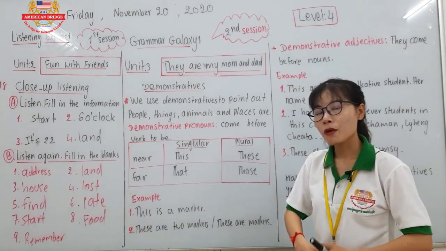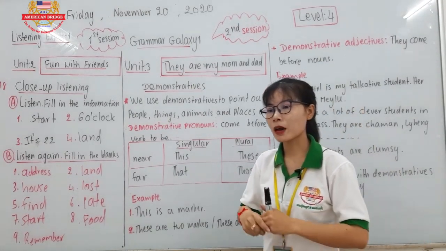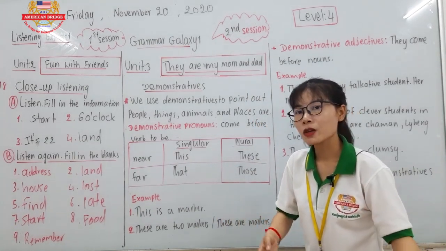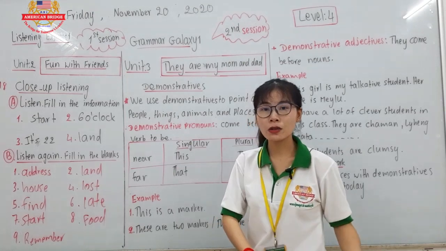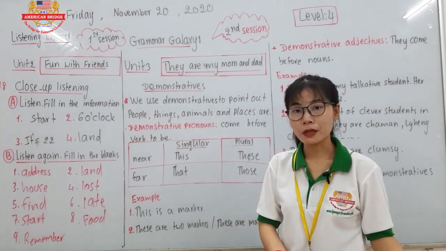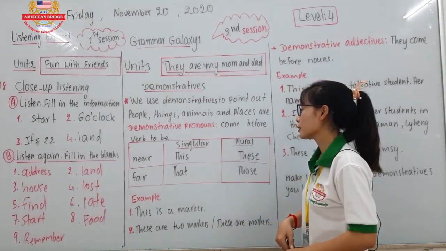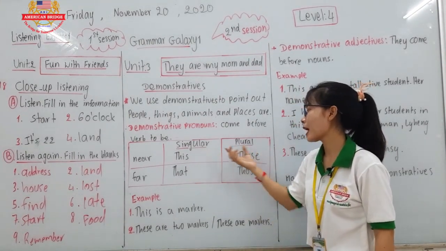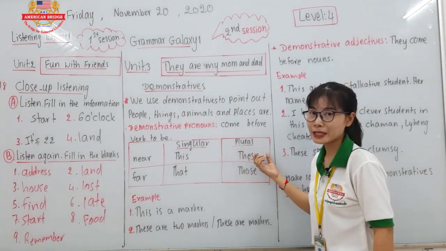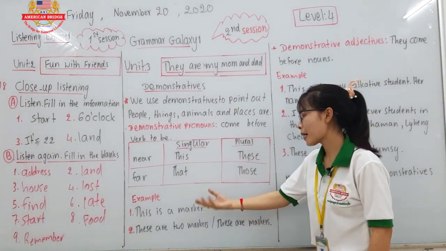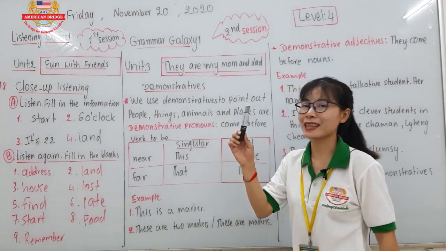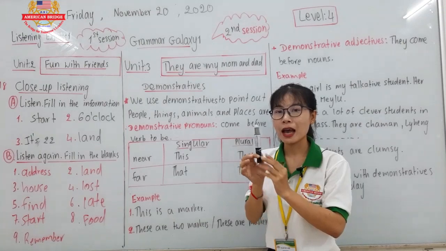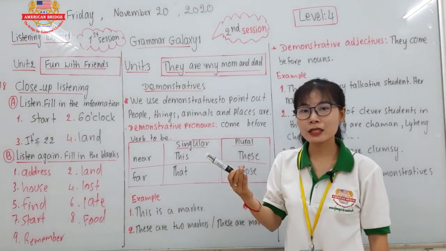Near means we refer to a demonstrative pronoun for a thing that you can reach, you can touch, or it's close to you, or near you, right? So today we just learn only this and these. This is singular and these is plural. For example, this is a marker. You can see here, I can hold the marker, right? It's near me. I can touch it. I can hold it.